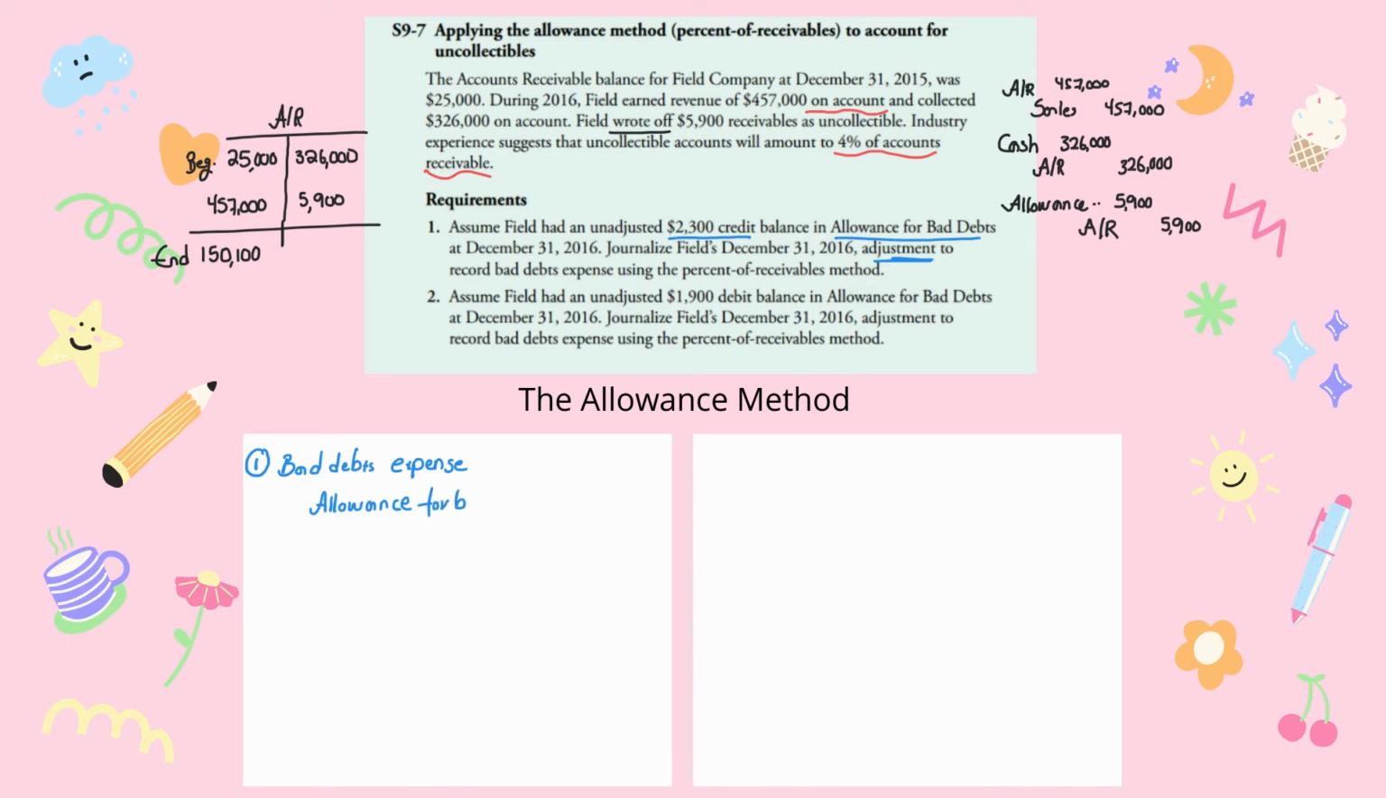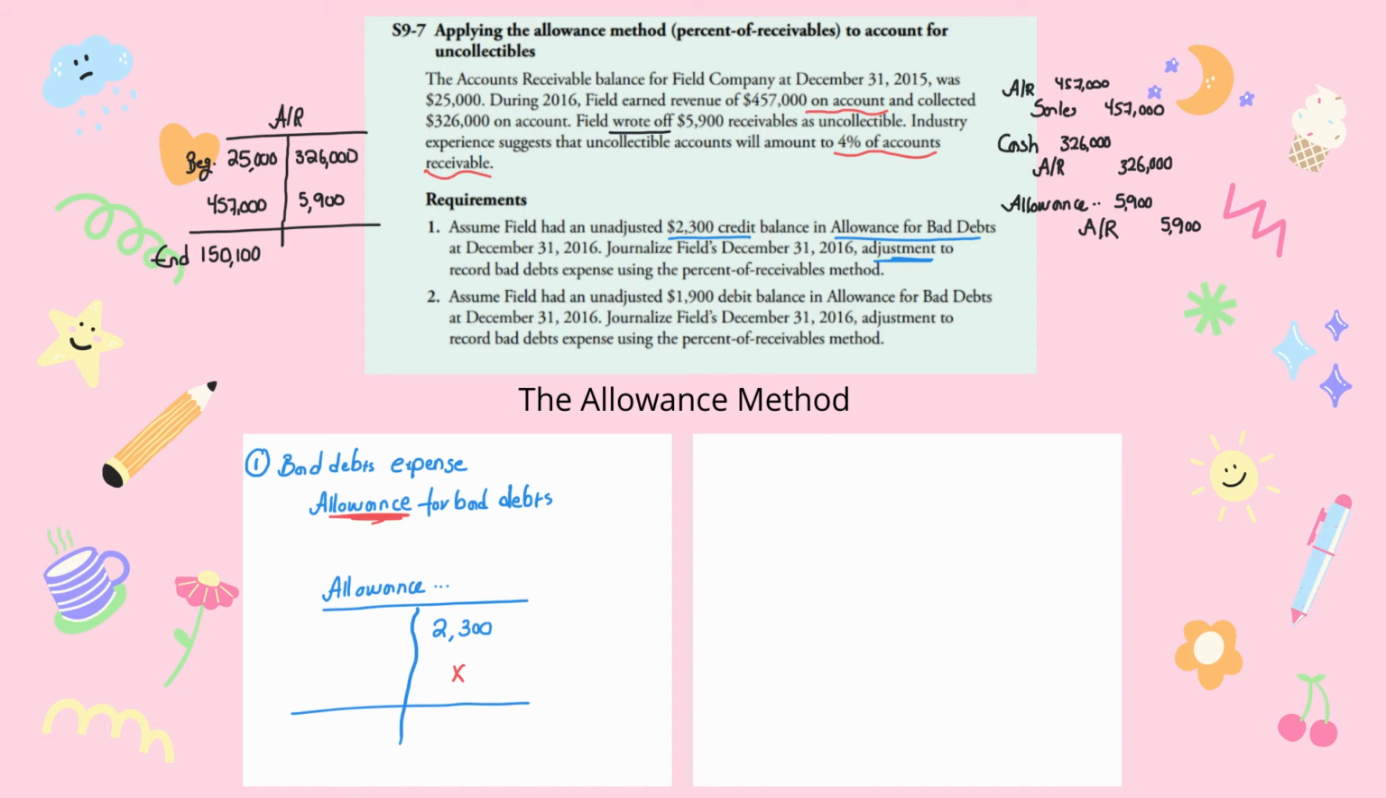Now how can I find this answer? I'm gonna draw a T account for the allowance for bad debts. Now he said that you have a 2,300 credit balance. So the 2,300 goes on the credit side, this is my unadjusted balance. As you can see, the allowance in the adjusting entry is on the credit side. So this is X. I need to solve for X. What's the ending balance?